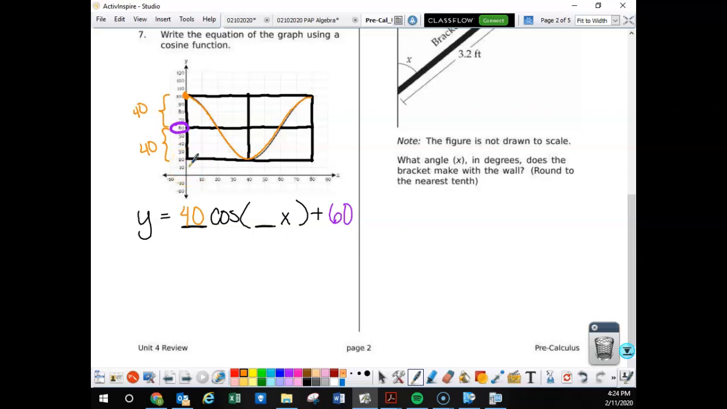And last is the period, or the b value, basically, sorry. The period is 80, right? Because it takes 80 for one whole cycle. So 2 pi over b is equal to 80. But I want b, so I know b is going to be equal to 2 pi over 80. Now 2 pi over 80 simplifies to pi over 40. So this is pi over 40. That length right here. Okay, and that's the equation for that graph.